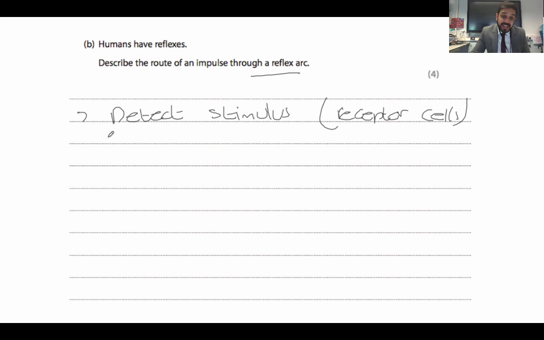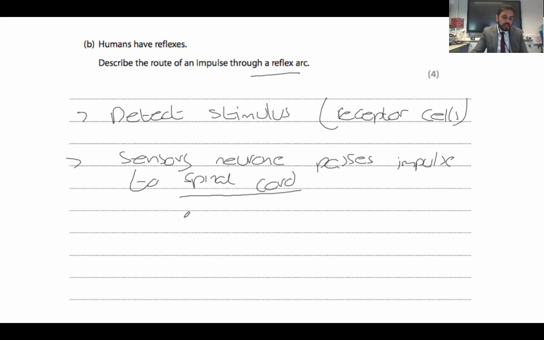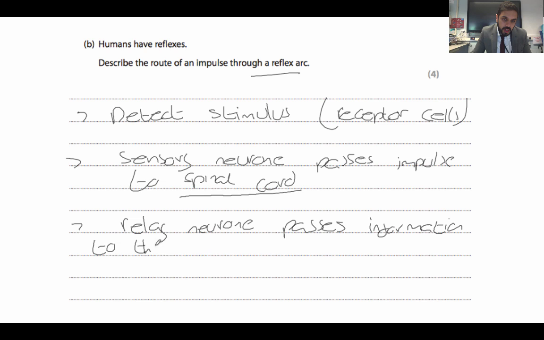Now, what's the next neuron? Sensory neuron passes impulse to spinal cord. So normally it would go to the brain. This time it's just going quickly to the spine because it's a lot faster that way. So rather than going all the way to the top, you just go to the spine and anywhere on the spine. And then you've got relay neuron. Passes information to the motor neuron, and then motor goes to effector.